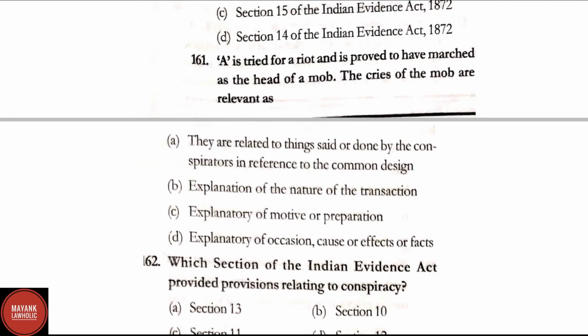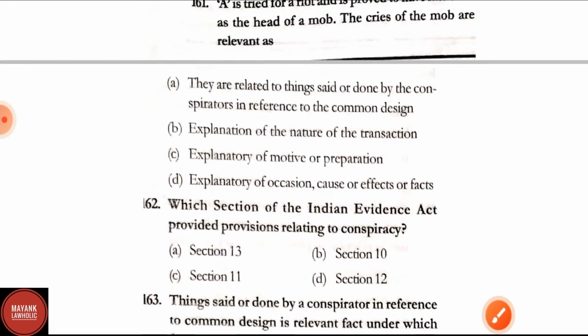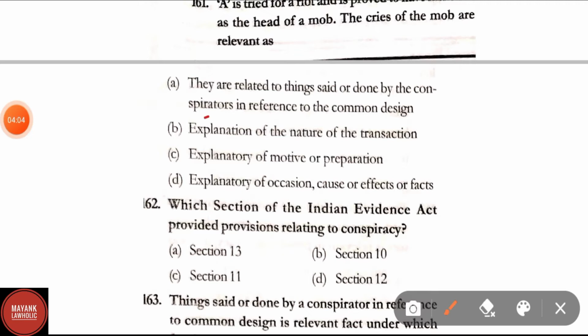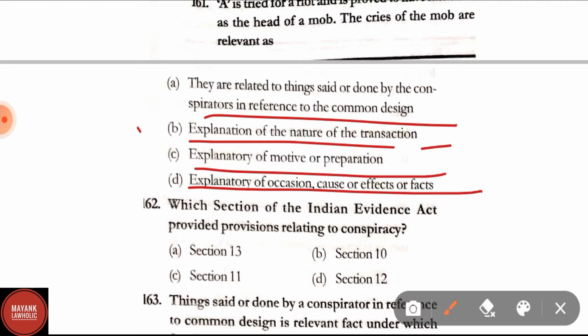Question number 161. A is tried for a riot and is proved to have marched at the head of a mob. The cries of the mob are relevant as option A, they are related to things said or done by the conspirators in reference to the common design. Option B, explanation of the nature of the transaction. Option C, explanatory of motive of preparation. And option D, explanatory of occasion, cause or effect of facts. Correct answer here is option B, that is explanation of the nature of the transaction.